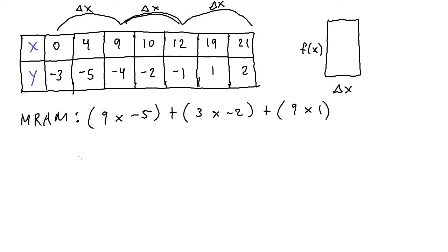So when you calculate it, it should get you a total of negative 42 units squared.